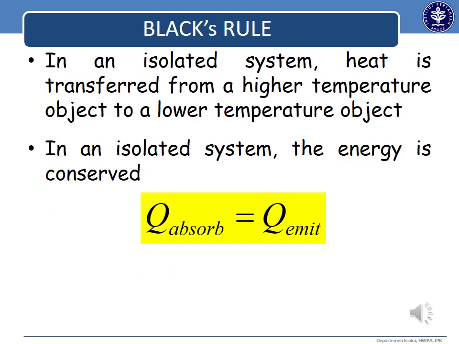In an isolated system, heat is transferred from a higher temperature object to a lower temperature object. In this isolated system, the energy is conserved, which means that the heat absorbed by the lower temperature object is equal to the heat emitted by the higher temperature object. This is called Black's rule.